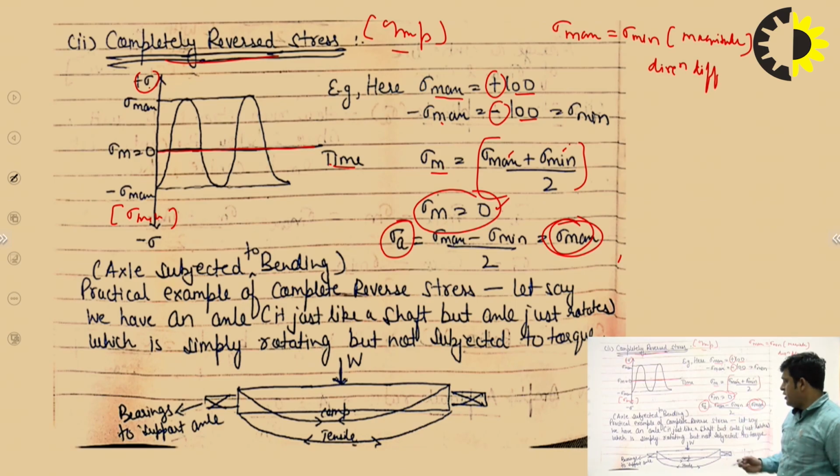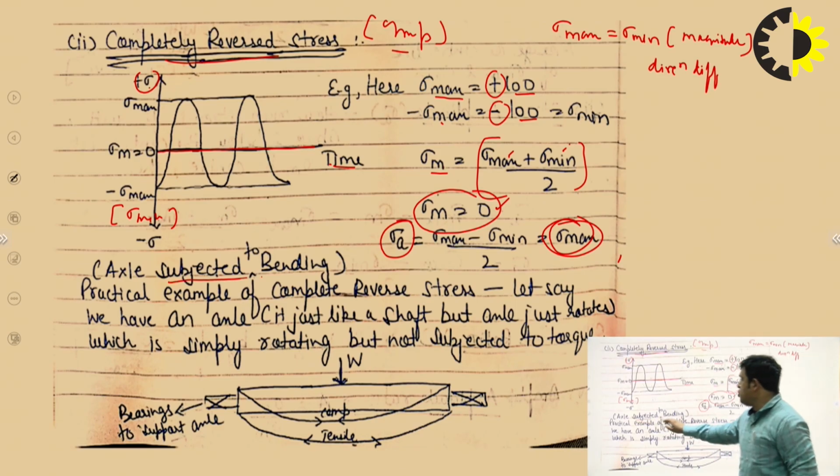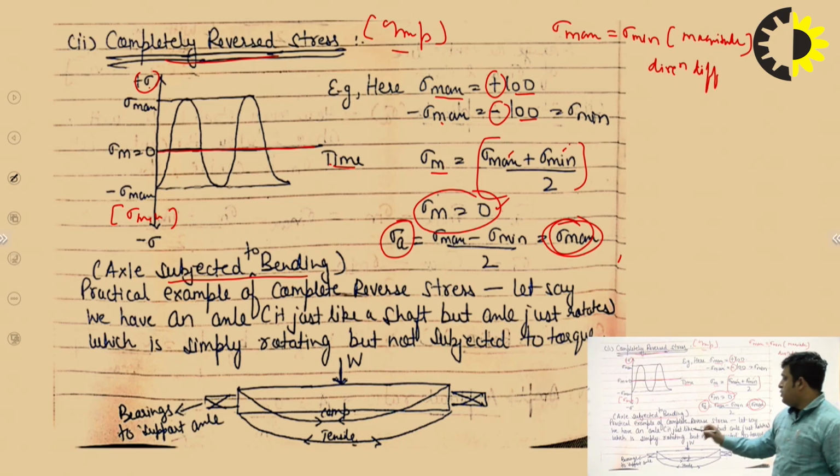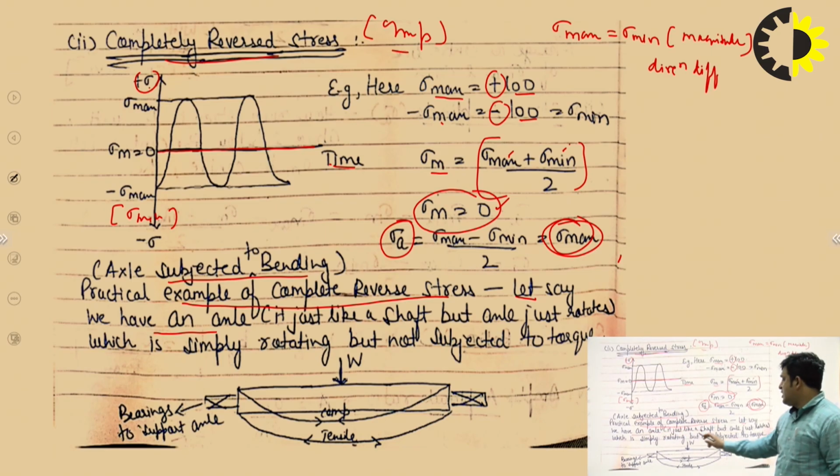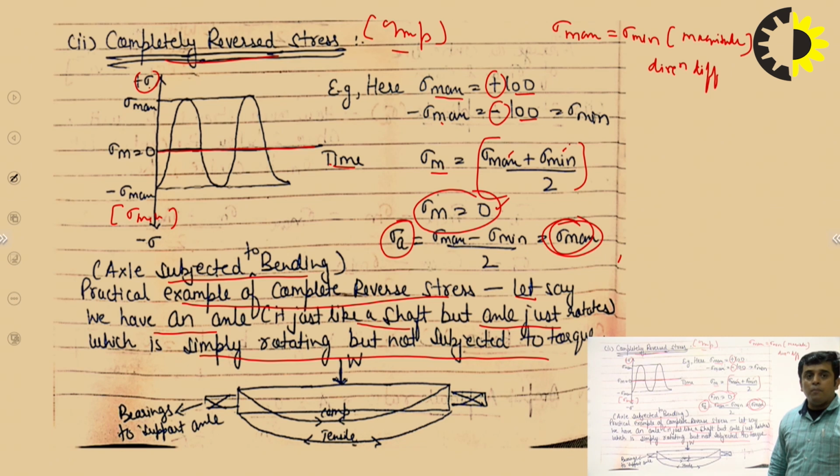What is an example? We can say an axle subjected to bending. This is a practical example of completely reversed stress. Let us say we have an axle. It is just like a shaft, but an axle only rotates, without being subjected to torque. As you can see, it has been shown here, rotating, and there is a load acting there. This is the axle after bending.